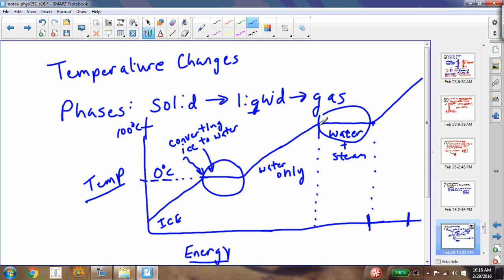This extra energy that's required to convert ice to water is called the latent heat of fusion. That is the extra energy required to convert ice into water or any solid into a liquid. And this extra energy that's required to turn the liquid into a gas is called the latent heat of vaporization.